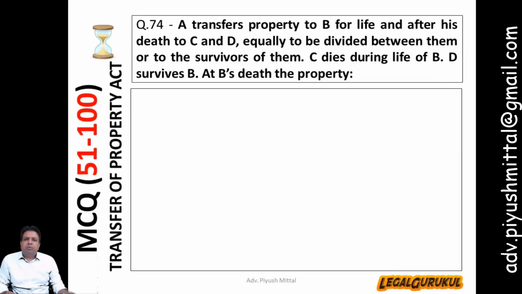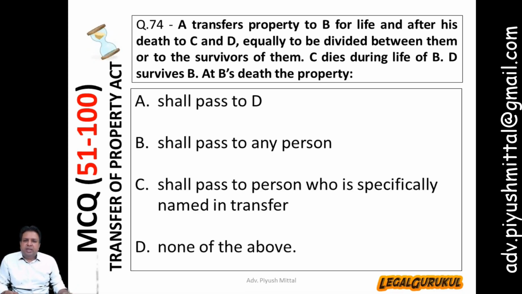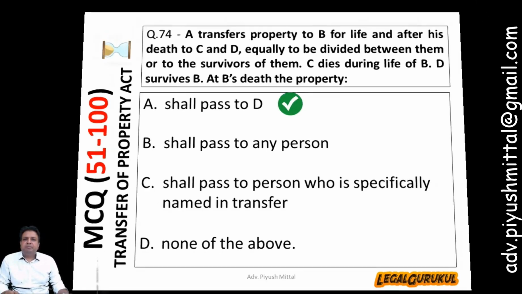Question number 74. A transfers property to B for life and after his death to C and D equally, to be divided between them or to the survivors of them. C dies during the life of B. D survives B. At B's death, the property A, shall pass to D. B, shall pass to any person. C, shall pass to a person who is specifically named in the transfer. D, none of the above. And the correct answer is shall pass to D.